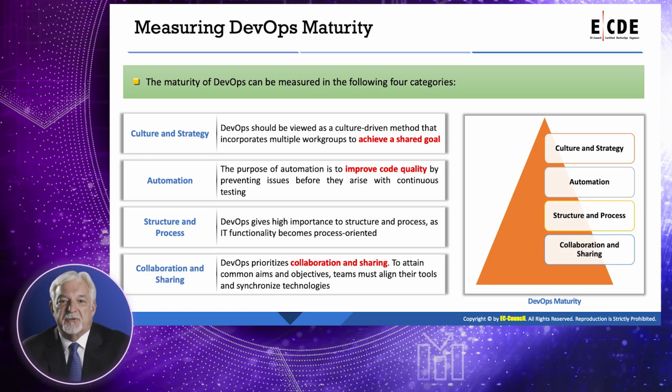So how do we go about measuring DevOps maturity? Again, we have the four categories: culture and strategy. DevOps should be viewed as a culture-driven method that incorporates multiple work groups to achieve a shared goal. Within business operations, you may have silos of functionality that provide large pieces of features and capabilities out to customers, and that could be siloed and towered, not interacting well across the broader culture. So you have to look at, are we able to adapt to achieving a shared goal?